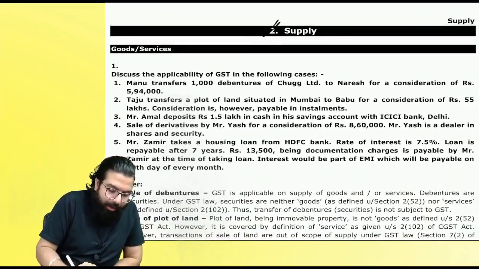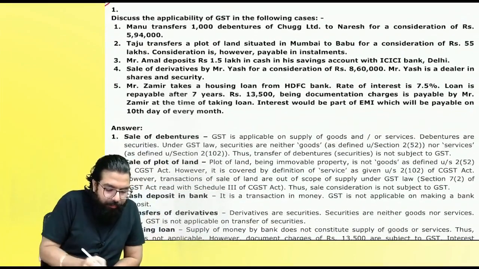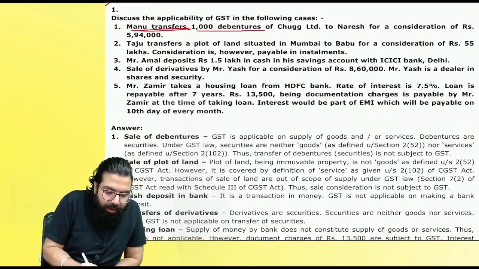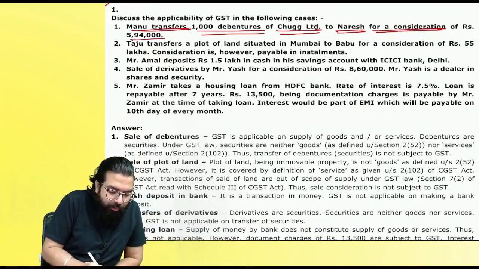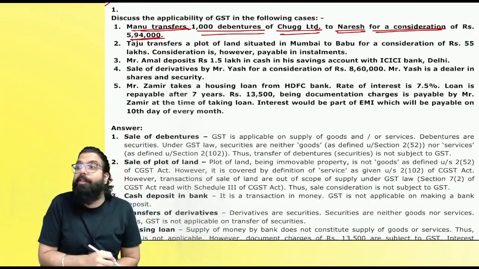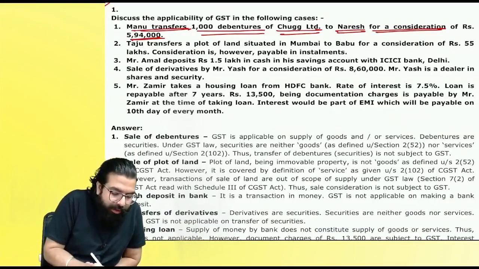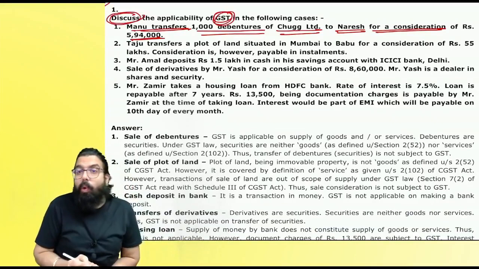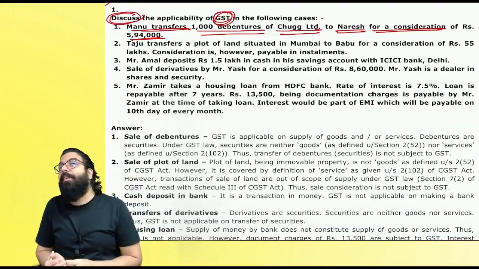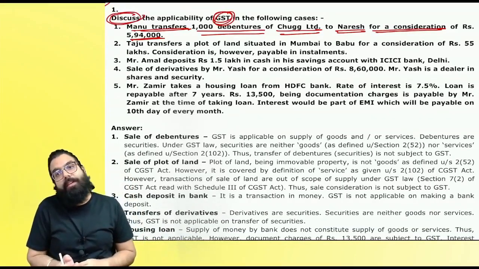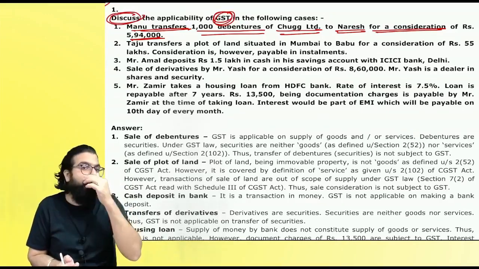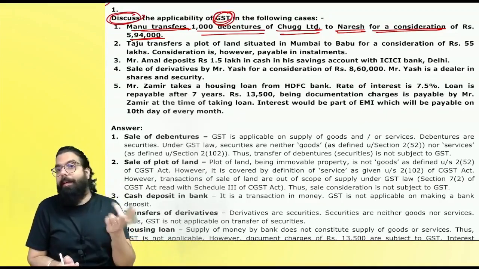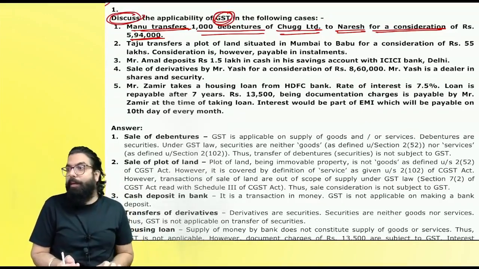Chapter number 2, supply. The first question is: Manu transfers 1000 debentures of Chug Limited to Naresh for a consideration of 5,94,000. Debentures are securities, neither goods nor services. Discuss the applicability of GST. Whether GST will be applicable, everyone? No. Why? Because GST is applicable on goods and services, and the definition of goods and services doesn't include securities, and debentures are securities. Can I go ahead, everyone?